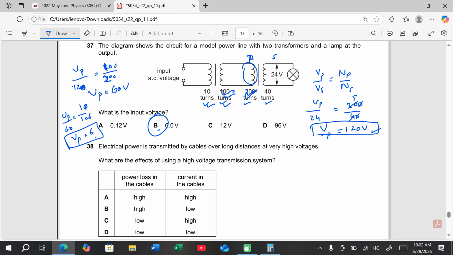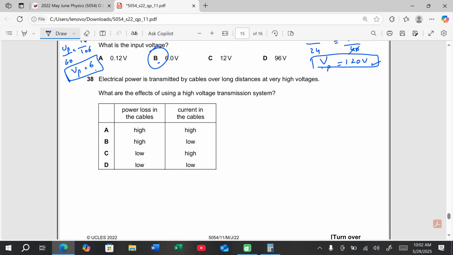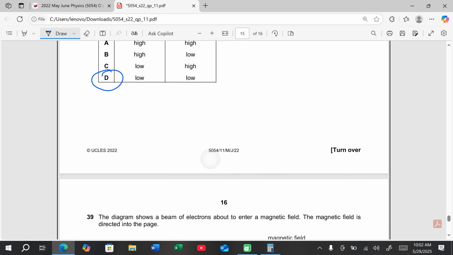Okay, so in 38, electrical power is transmitted by cables over a long distance at a high voltage. What is the effect of using a high voltage transmission system? Power loss in the cable is low and the current in the cables is also low, because if we use high voltage, we decrease the current and get in return less power loss. That's why it is transmitted at higher voltages.